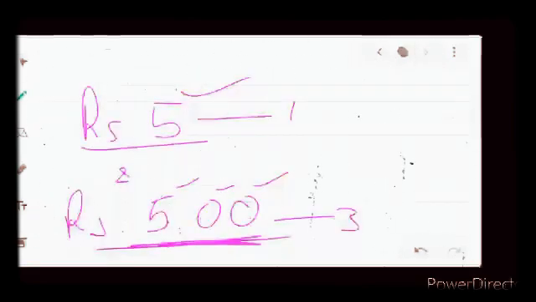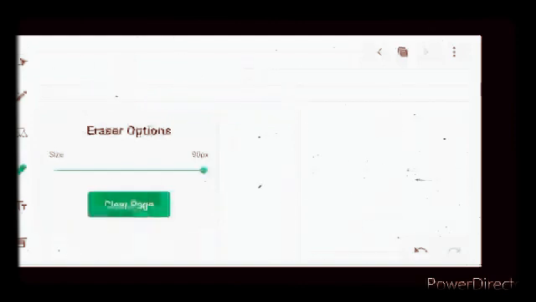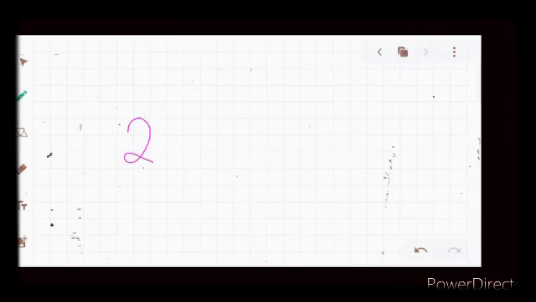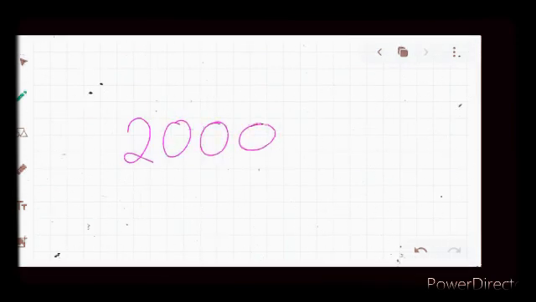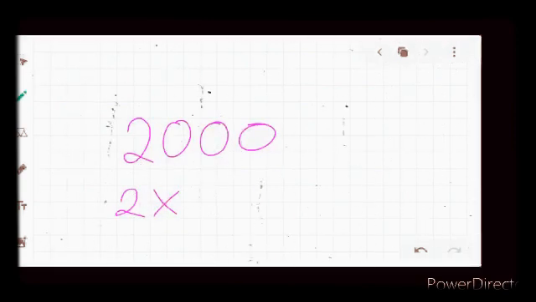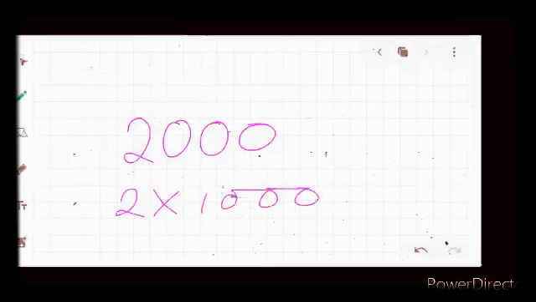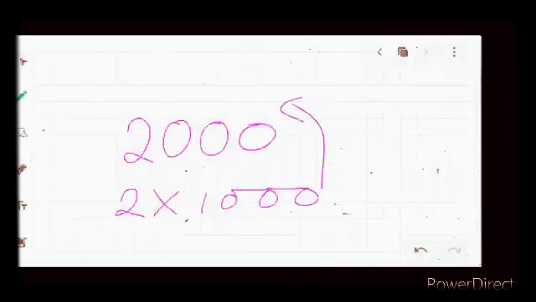Now we have one more thing. In physics, we usually express numbers like this. Instead of writing like this, 2000, we will use scientific notation. 2000 is nothing but 2 into 1000. So we can write in scientific notation, this will be 2 into 10 to the power 3.